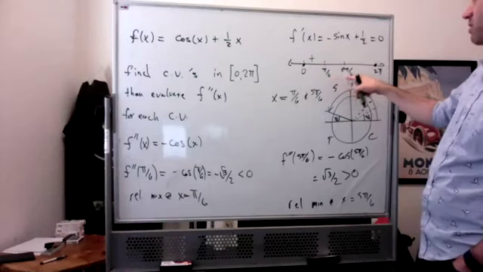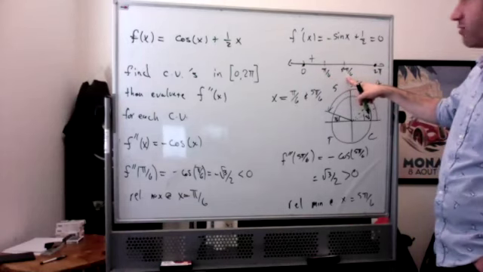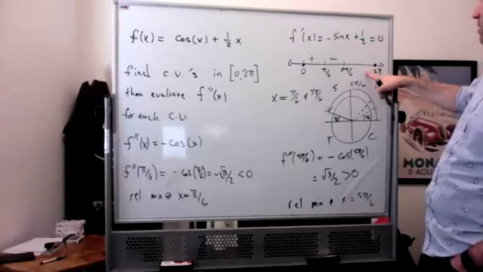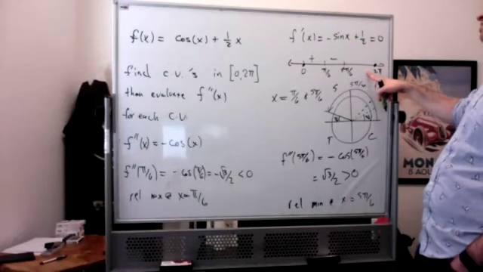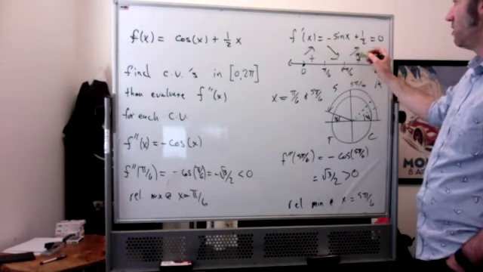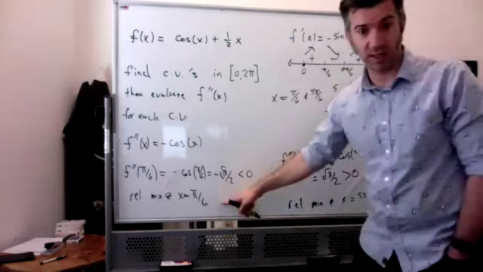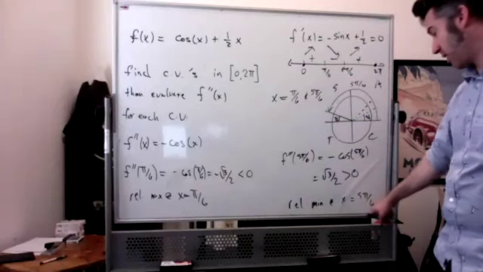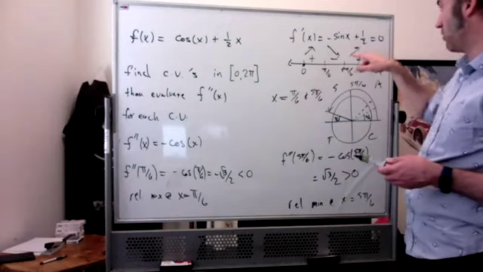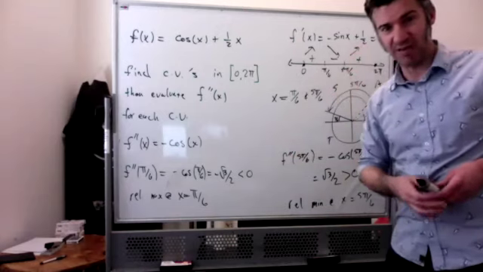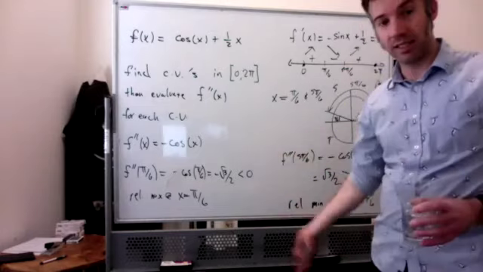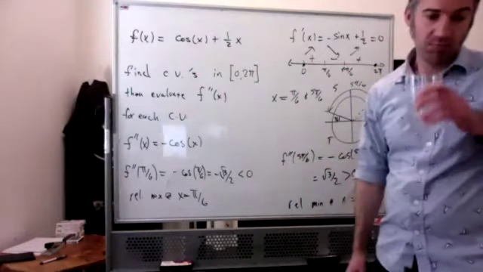Pick something in between those like pi over 2, sine pi over 2 is 1, negative 1 plus 1 half is negative. And then something over here like pi, sine of pi is 0, plus 1 half is positive. So you still get the same results, that you have a relative maximum at pi over 6 and a relative minimum at 5 pi over 6. But to me, especially when you're trying to determine if an interval is positive or negative for trig functions, it can be a little bit more challenging to do it that way. So the second derivative test seems super nice here.